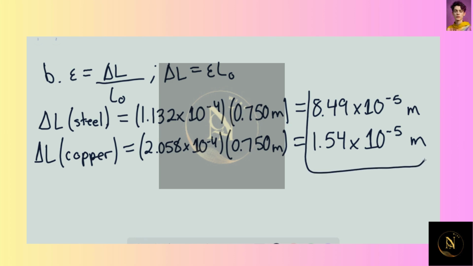So these would be your two elongations. First one for the steel, second one for the copper.